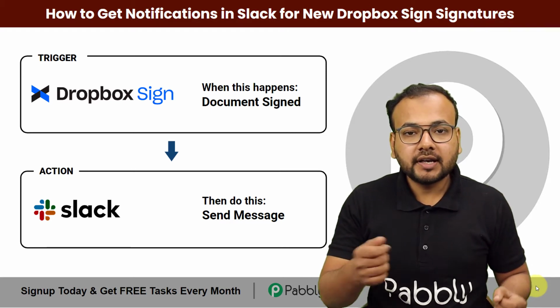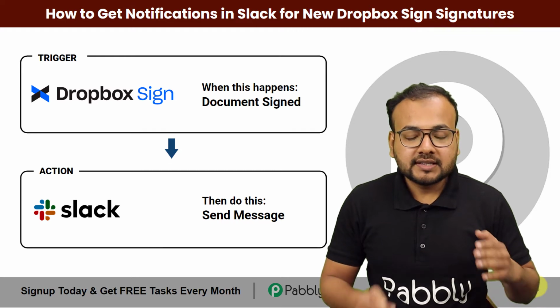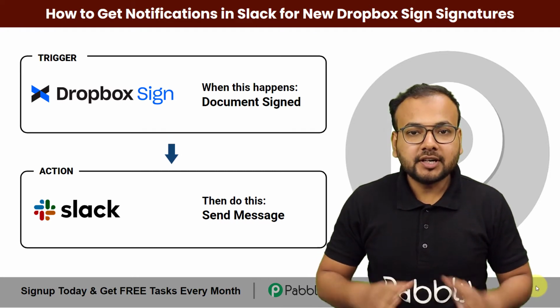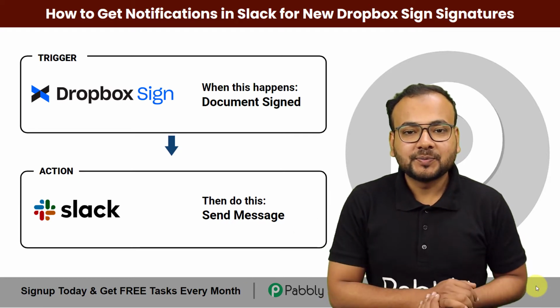We are going to connect that application as our trigger app and Slack as our action application in the automation workflow, and we are going to set up this automation without any coding, very easily. Let me show you how.